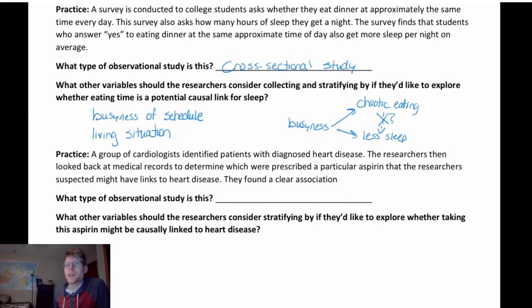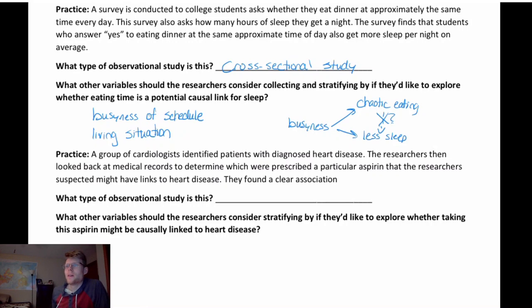Okay, here's another example. A group of cardiologists identified patients with diagnosed heart disease. The researchers then looked back at medical records to determine which were prescribed a particular aspirin that the researchers suspected might have links to heart disease. They found a clear association.